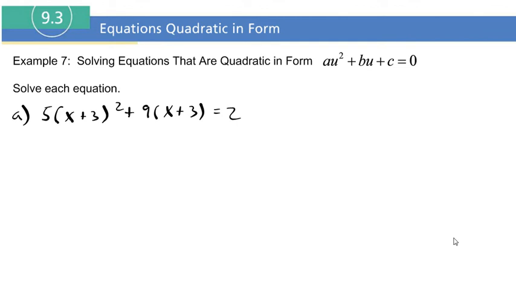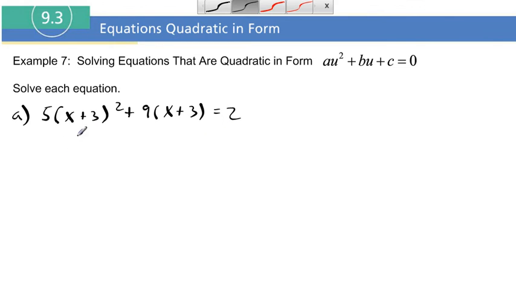Example number 7. Last example for section 9.3. And we're going to go ahead and solve these guys again, and we're going to use the aid of the U substitution. So we're going to find a U that substitutes for this. And so this is just like example number 5 here. So let's go ahead and rewrite this in terms of U.